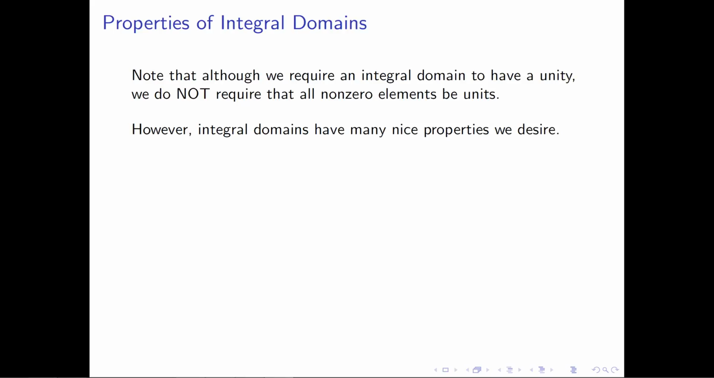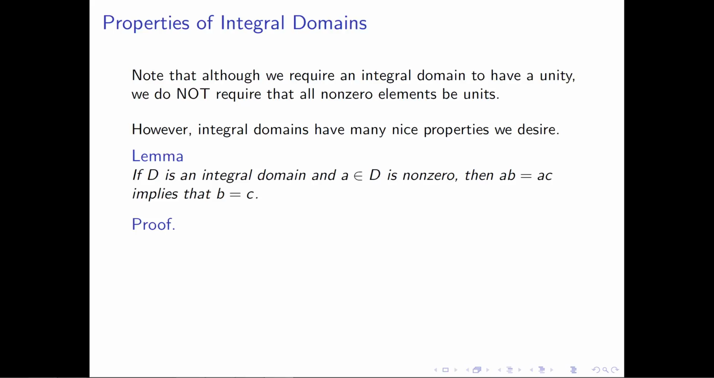So in the previous series of videos, we had this sort of rings behaving badly section, where these nice things that we knew and loved about the integers didn't hold in general for rings. What we're going to see is that these properties do actually hold when we move from a ring to an integral domain. So as an example of this, we have the following lemma.